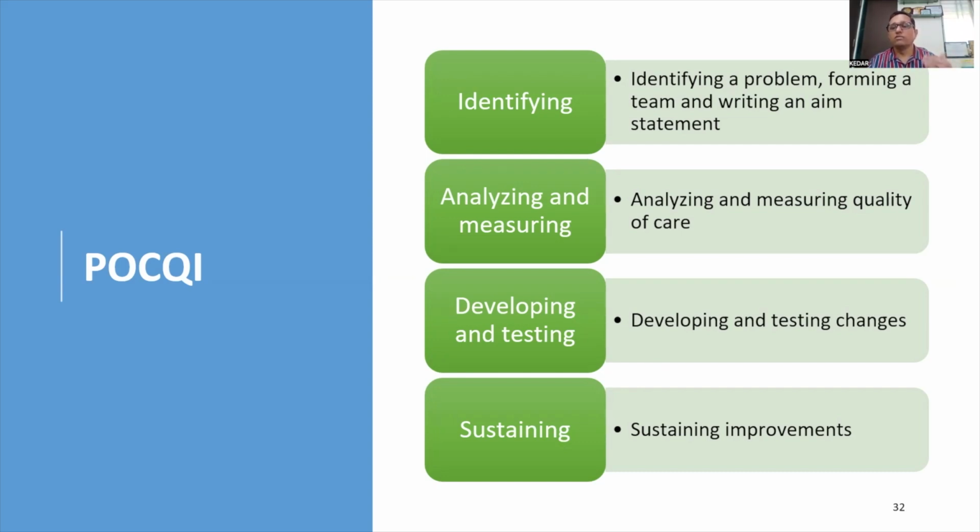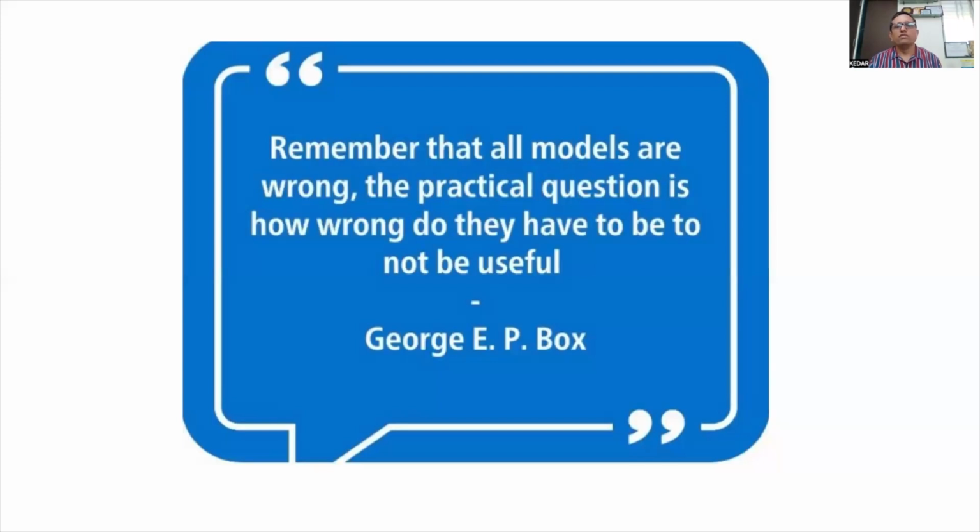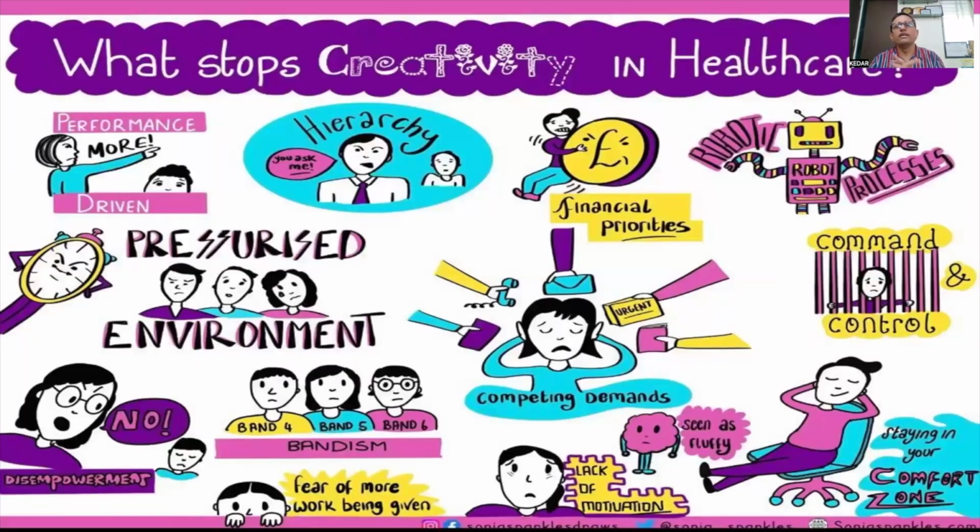Analysis of the problem is very, very important. And measuring the quality of care is also important to understand where we stand today and where we are heading. You need to develop some change ideas and test them on a smaller scale to prevent bigger harm, and then refine them and then implement them. And then finally, the biggest challenge is, once you improve, sustaining the improvement. Remember, all models are wrong, but the practical question is how wrong do they have to be to not be useful? So all are useful. We need to have a creative mind in healthcare if we want to improve.